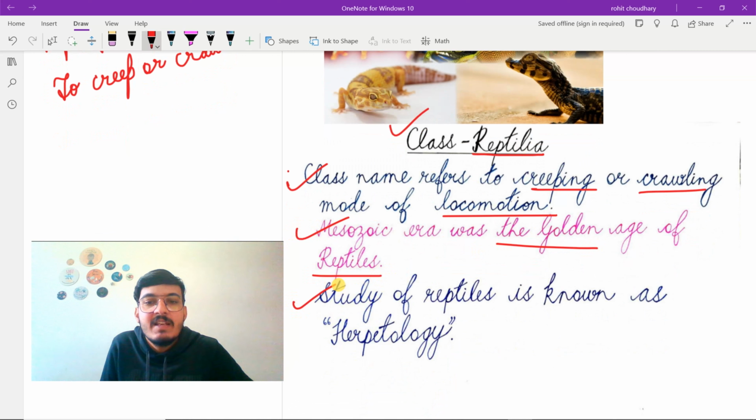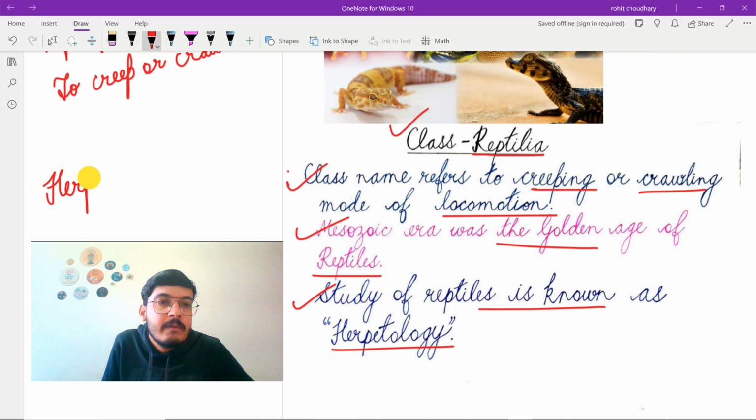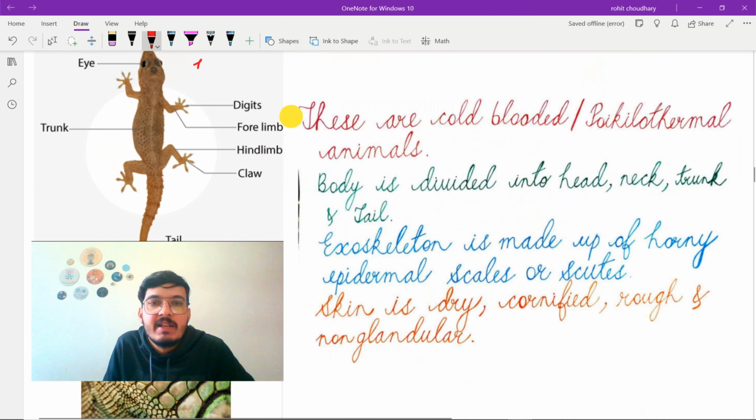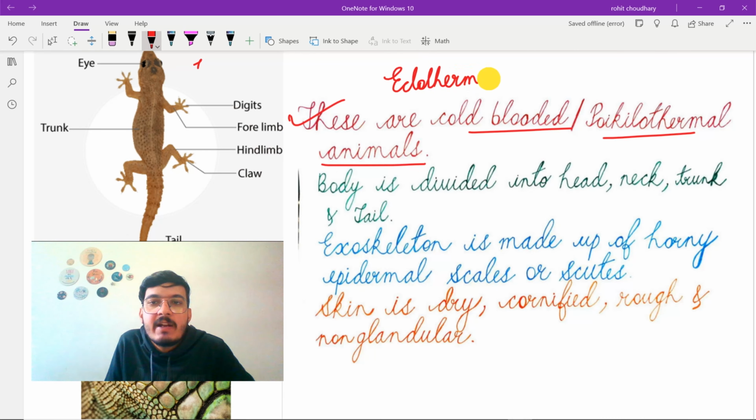The next feature is that the study of reptiles is known as herpetology. Herpetology is derived from the Greek word herpeton, which means creeping animal. The next characteristic feature is these are cold-blooded or poikilothermal animals, also known as ectothermic animals. Why are these known as cold-blooded, poikilothermal or ectothermic animals? Because they cannot regulate their core body temperature. They rely on external sources to maintain their internal body temperature.